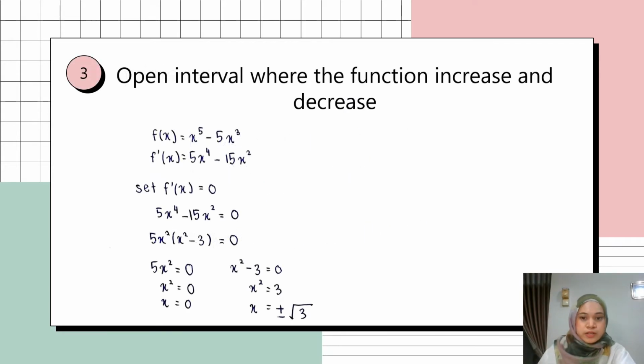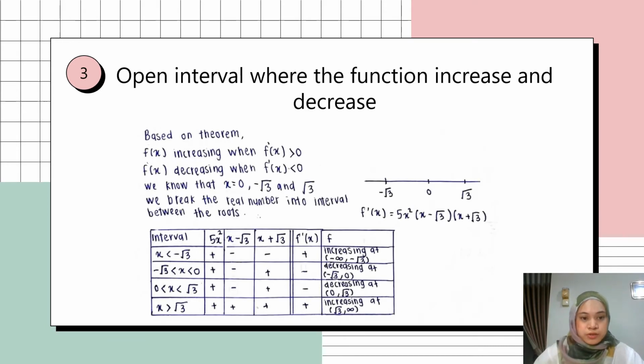To know where the function is increasing and decreasing, you have to find the first derivative of the function, as shown below, and set the first derivative equal to 0 to get the critical points. So we got the critical points as x equals 0, x equals positive square root of 3, and x equals negative square root of 3.